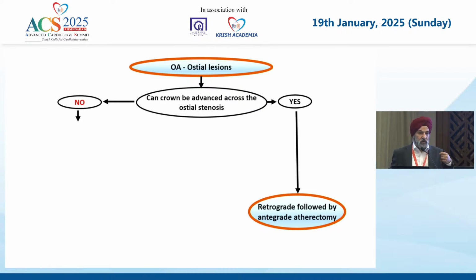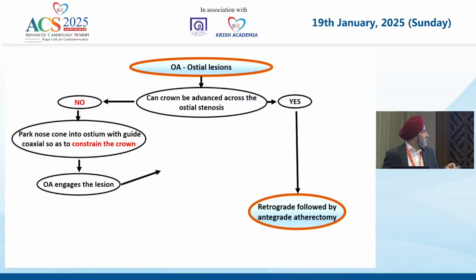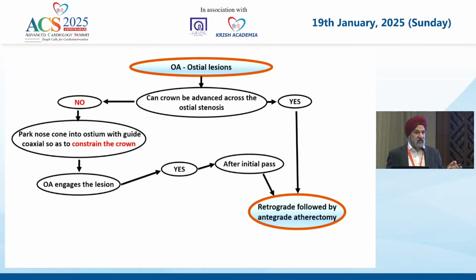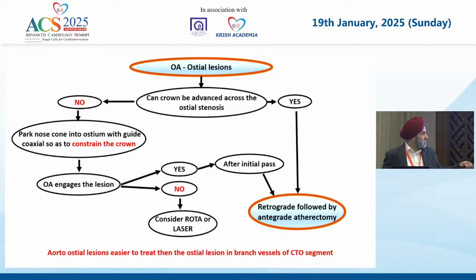But if you're not able to advance, then the most important thing you have to do is make your guide catheter coaxial, push the nose cone inside, and this should constrain the crown. If your crown gets constrained, the game is over. Then you will be able to get inside and come out. If OA engages, yes, after the initial pass, you can do antegrade, retrograde. If the crown does not engage and it does not go in, please don't waste time. You will be dancing right on top of the nodule. You can damage the vessel, you can cause perforation. Get into either rota or laser and do this case.